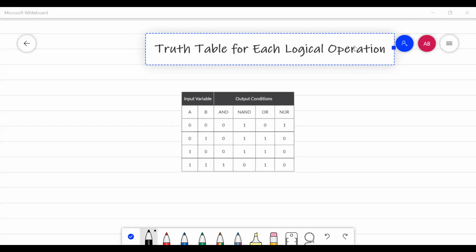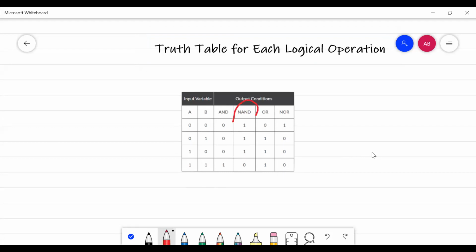So now let's discuss the various output conditions when the A and B input variables are given as this combination. The same combination is given to the AND gate, NAND gate, OR gate, and NOR gate. But if you check the output conditions, all gates are behaving in a different manner. Because we have to design all the gates using this NAND gate, we first have to verify our NAND gate using Tinkercad.